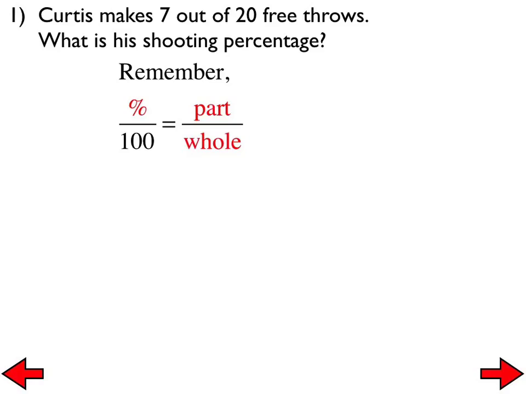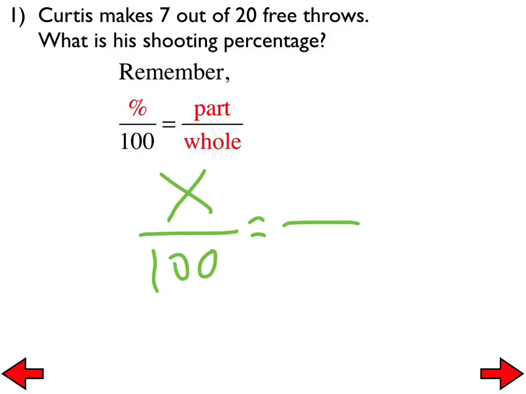Looking at this word problem, do you see a percent number? Do you see that symbol percent anywhere? No, that's what we're trying to find, right? So we're going to set up our proportion as blank over 100 equals blank over blank. And we don't know what percentage, that's what we're trying to find. So we're going to use x or n, whatever variable you would like to use.